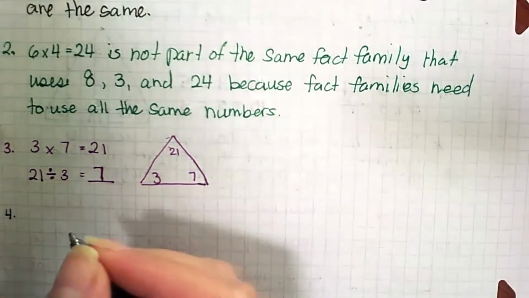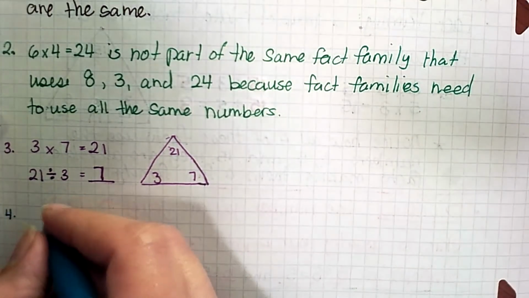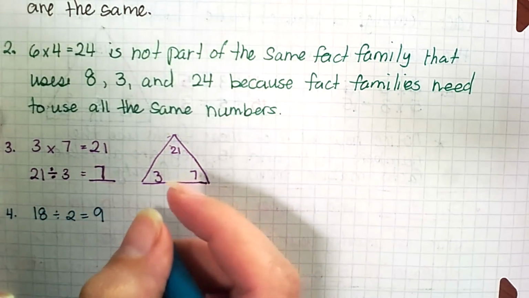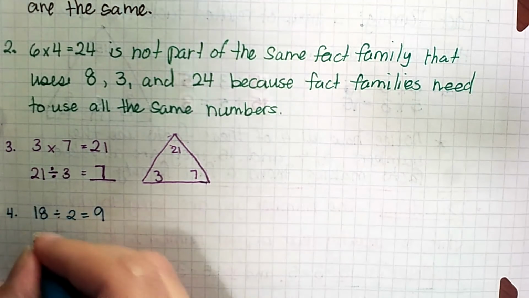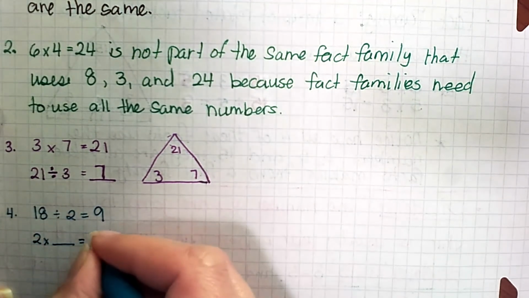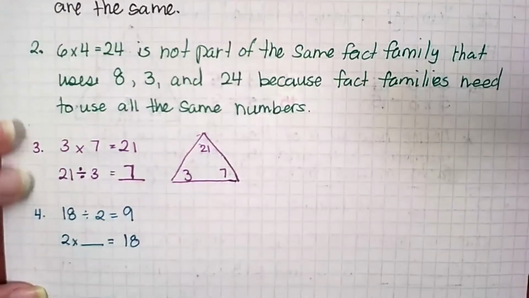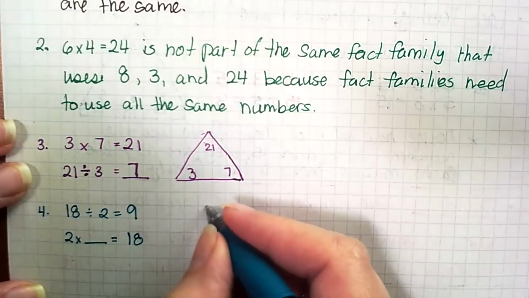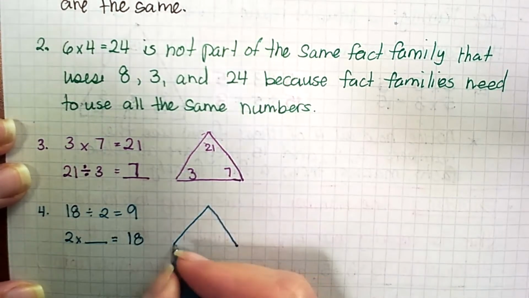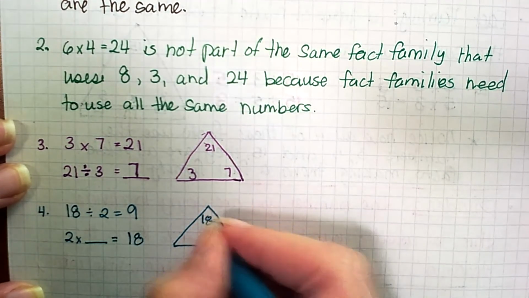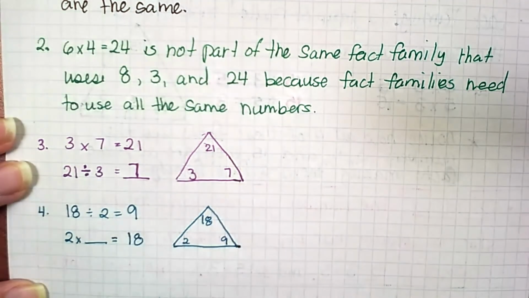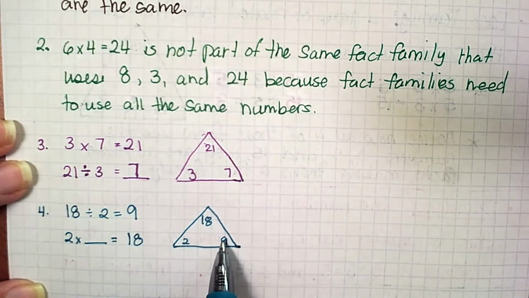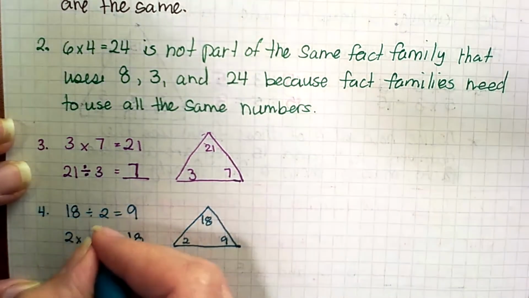For number 4, we can see that it says 18 divided by 2 equals 9. And then our next fact says 2 times a number is equal to 18. Now, if we know that 18, when you split it into 2 equal groups, you're going to have 9 in each one of those groups. So again, if you like, you can draw your fact family. So we have our big number on top, 18 and 2 and 9. So if we know 18 divided by 2 is equal to 9, 2 times 9 is going to equal 18.